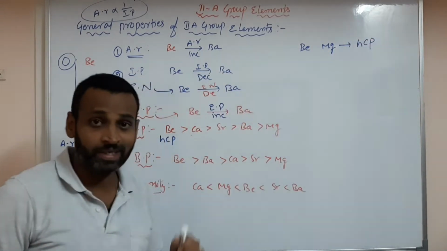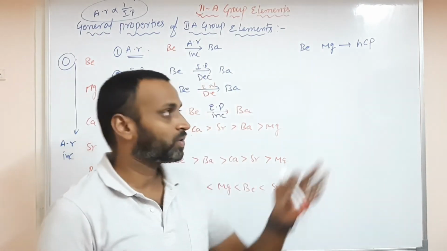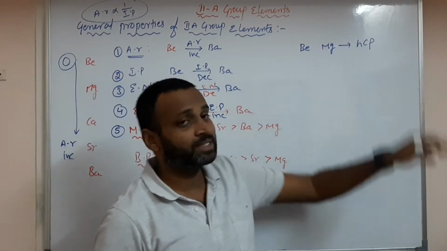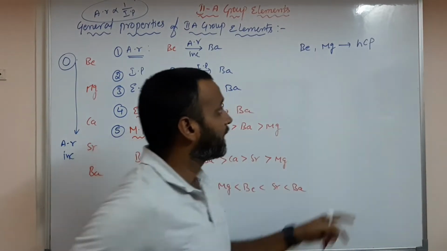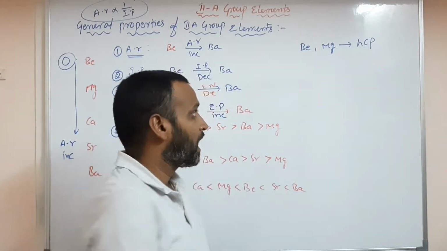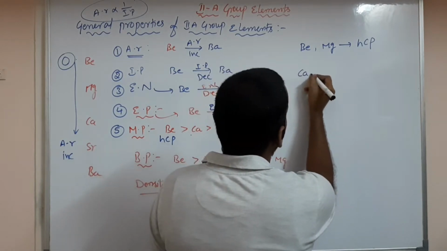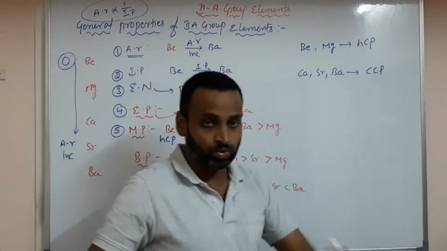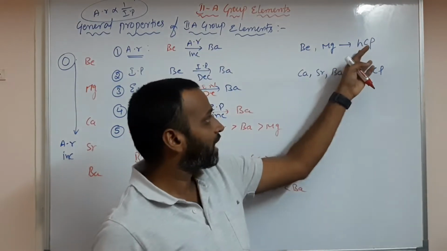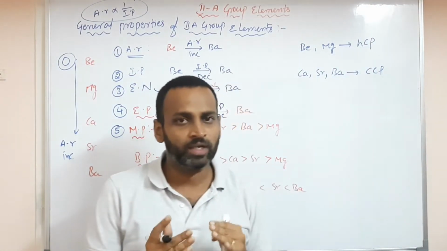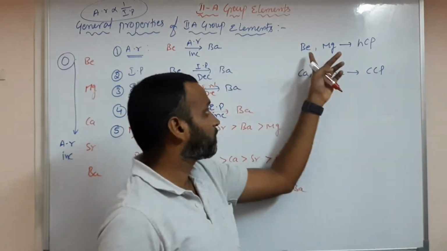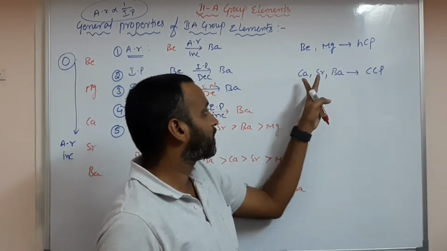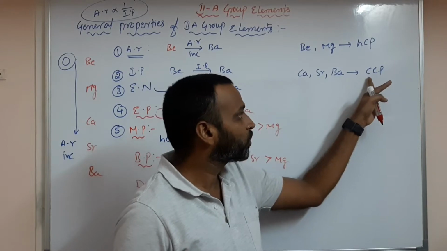You will have a solid state chapter, a separate chapter where you have to learn all these structures. So beryllium, magnesium, HCP you have. HCP means hexagonal close packing. And calcium, strontium and barium have CCP, cubic close packing. The full explanation and the number of atoms in these structures, we will learn in the solid state chapter. But for now, remember beryllium and magnesium have a hexagonal close packing structure, and calcium, strontium, barium have CCP, cubic close packing.